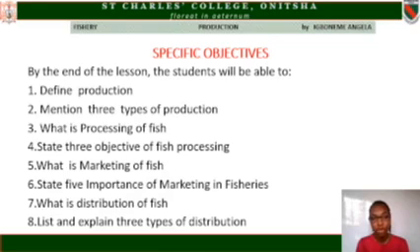1. Define production. 2. Mention 3 types of production. 3. What is processing of fish? 4. State 3 objectives of fish processing. 5. What is marketing of fish? 6. State 5 importance of marketing in fisheries. 7. What is distribution of fish? And finally, list and explain 3 types of distribution.